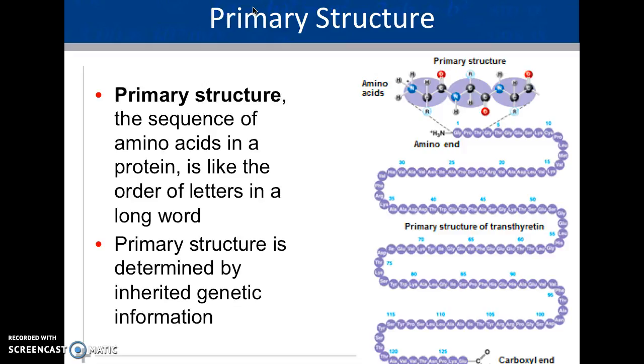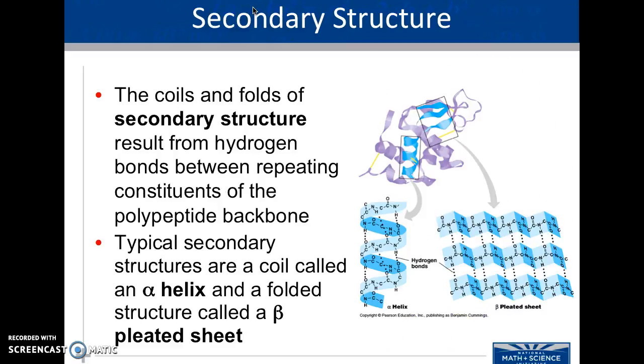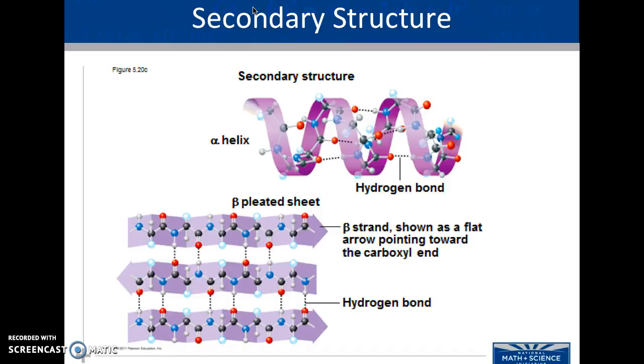This is an example of your primary structure. It is determined by genetic information, and it is created from your DNA and then your RNA, which is transcribed into this chain of amino acids. We see that the secondary structure starts to coil. There are 2 typical structures, the alpha helix and the beta pleated sheet. The alpha helix is an actual helix. The pleated sheet, obviously, looks like a pleated sheet. Again, we see them here.